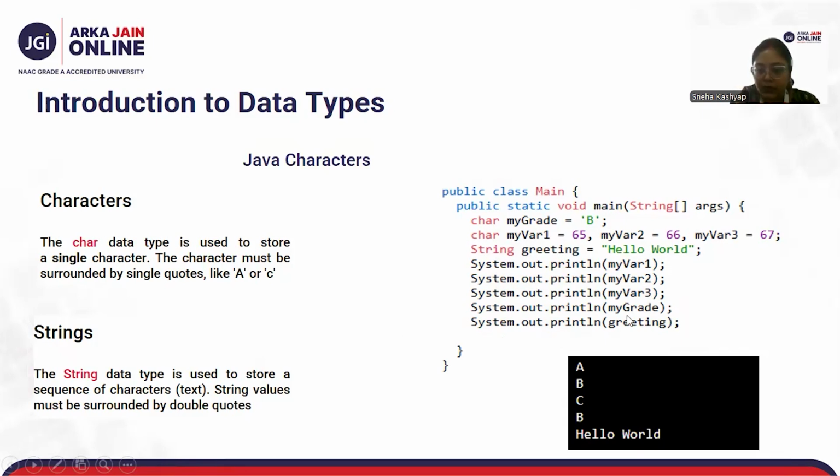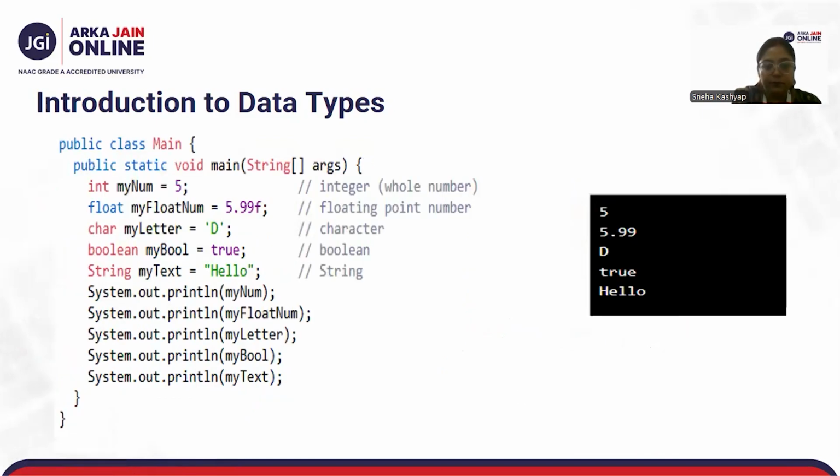Moving to the fourth one, it is trying to print my grade. My grade is assigned the value B, so it's simply printing B. And at last we are calling the greeting variable, so it will just print the term Hello World. So this is how a Java character or a string works.